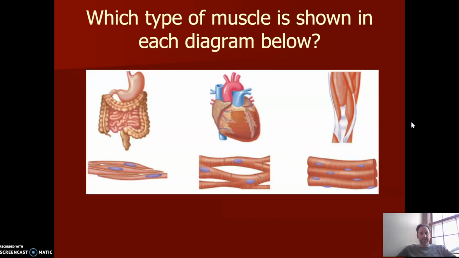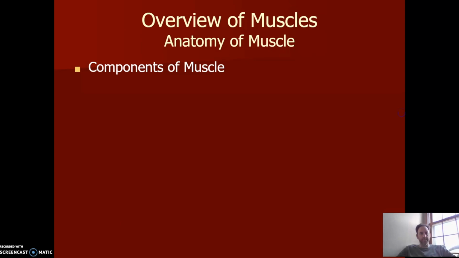So take a moment, look at these three pictures and see if you can identify which is skeletal, which is smooth, and which is cardiac. This, by the way, is the back of a leg. And are we ready? 3, 2, here we go. We're clicking. Here's the answers. Boom. Yeah, did you get it? Good. I'm sure you did. I have the utmost confidence in you. Okay.